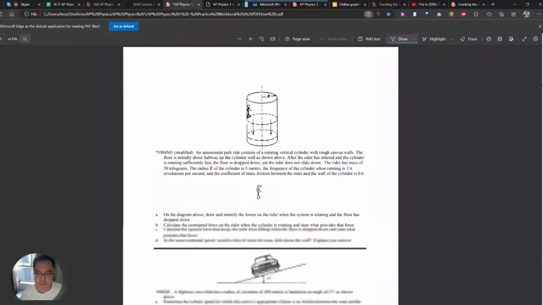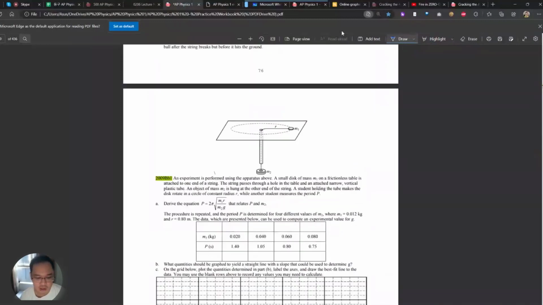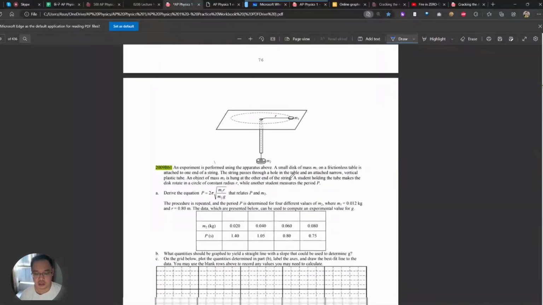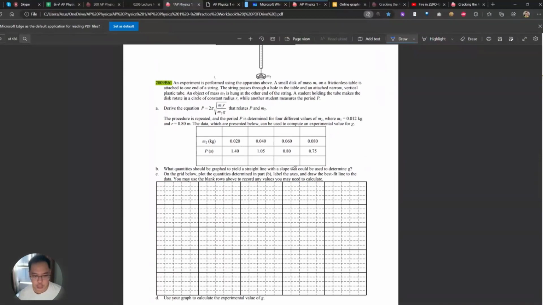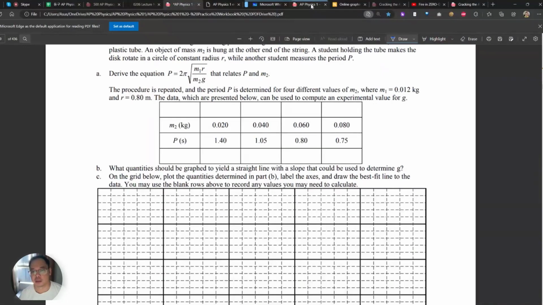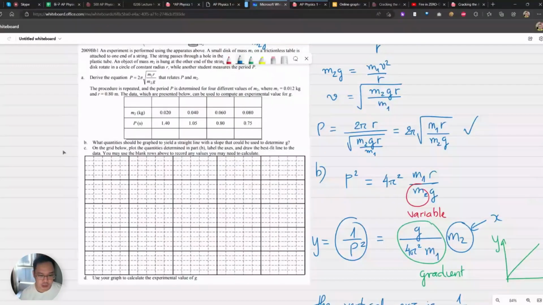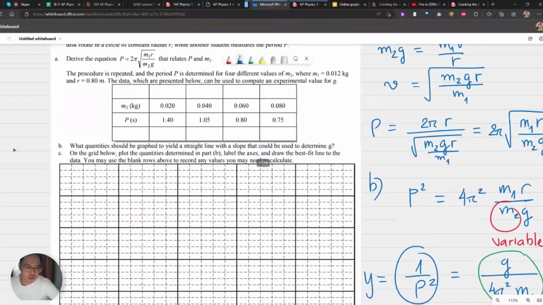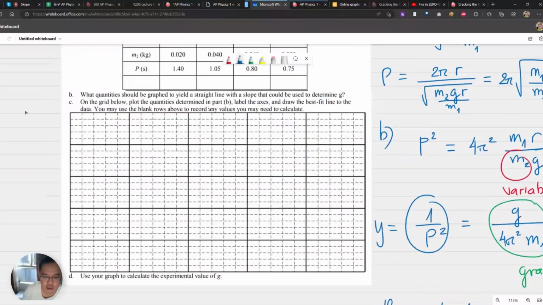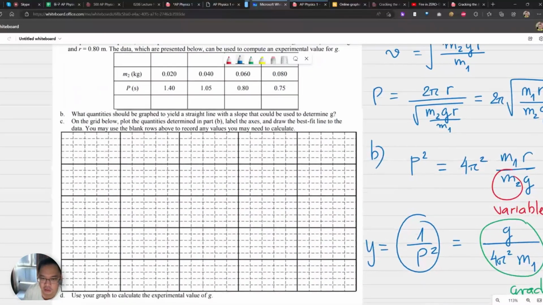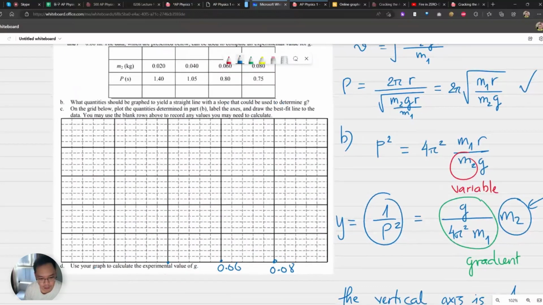The answer. There's no answer as such. It's weird. It takes some time, but anyway, we need to do it. M2 on the horizontal axis, the greatest value is 0.08. I can put it here. It is 0.08 for M2, 0.06, 0.04. Oh, I found the answer to this one.